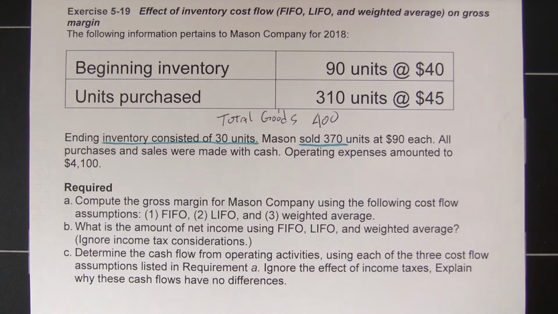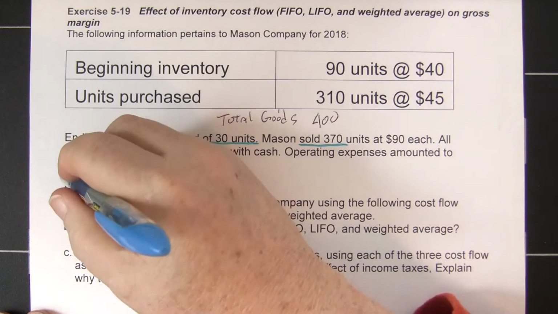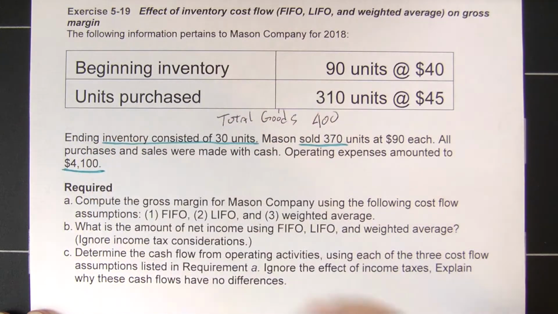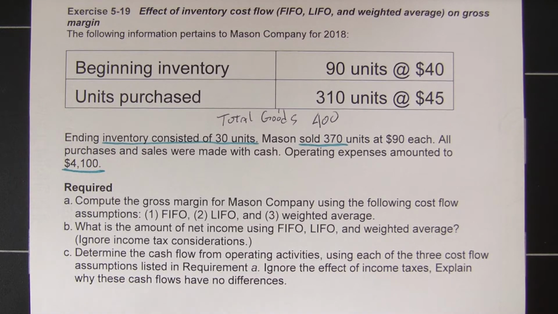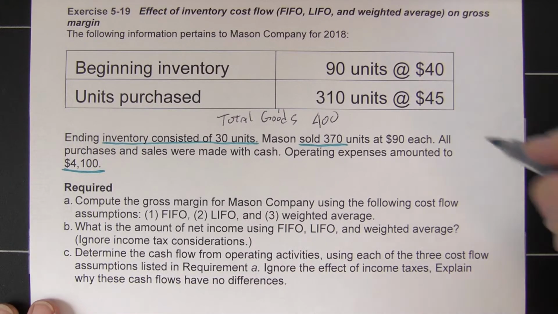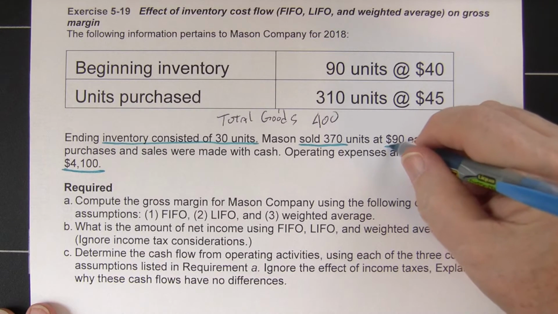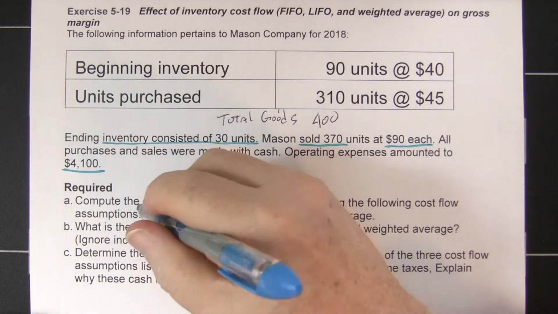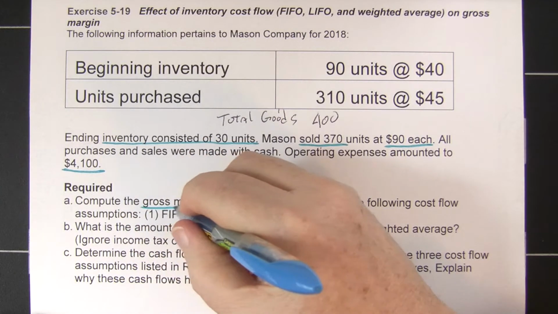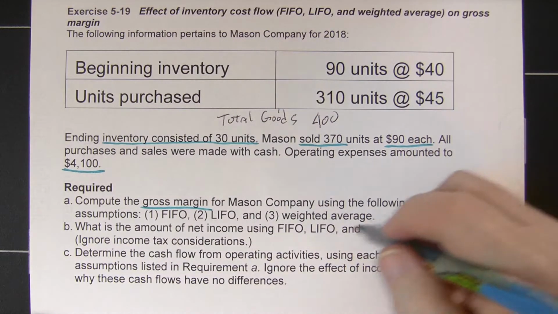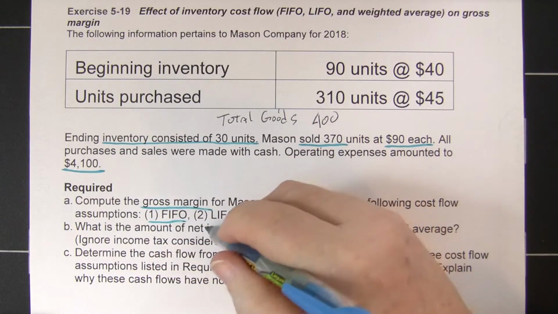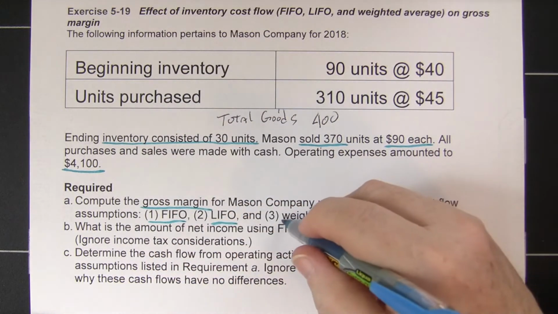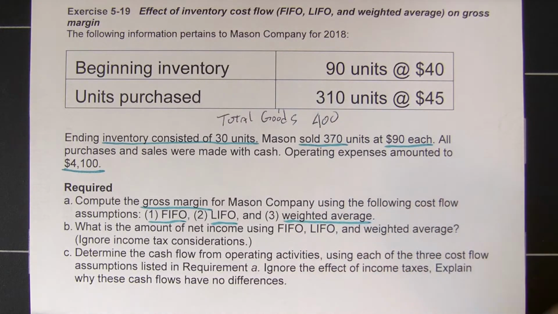So, the operating expenses were $4,100. That will not change no matter which method of inventory we use. And we sold the units at $90 each. That will not change. So they want us to compare the gross margin using FIFO, LIFO, and weighted average.